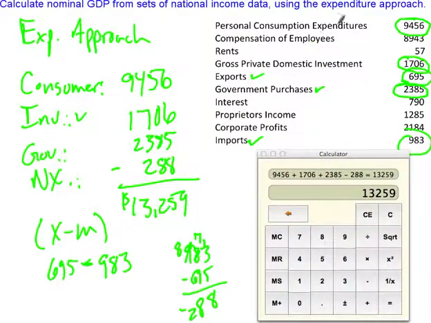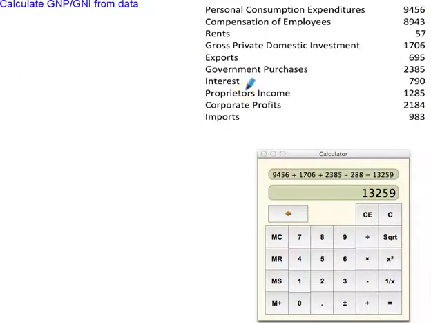All right. For the expenditure approach, on a test, you just need to be able to pull out the numbers for the expenditure approach. So you pull that one, and you would pull that one, and that one, and that one, and that one. You'll have 5, because net exports, you're going to have two for that. All right. In the next example, we want to say calculate GNP from the data.